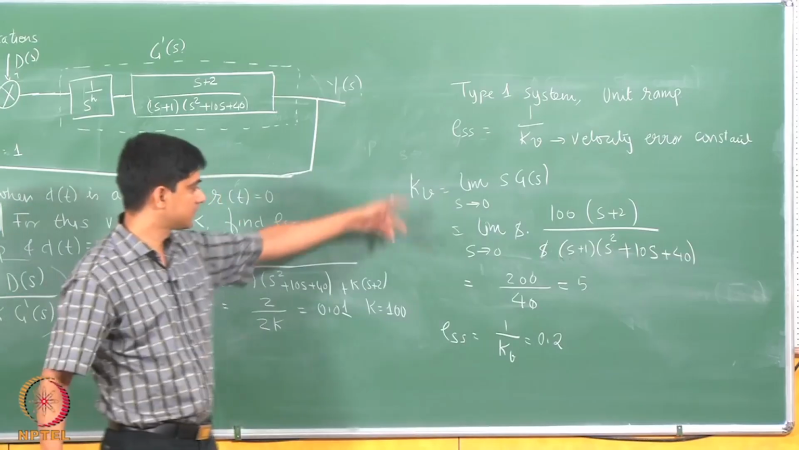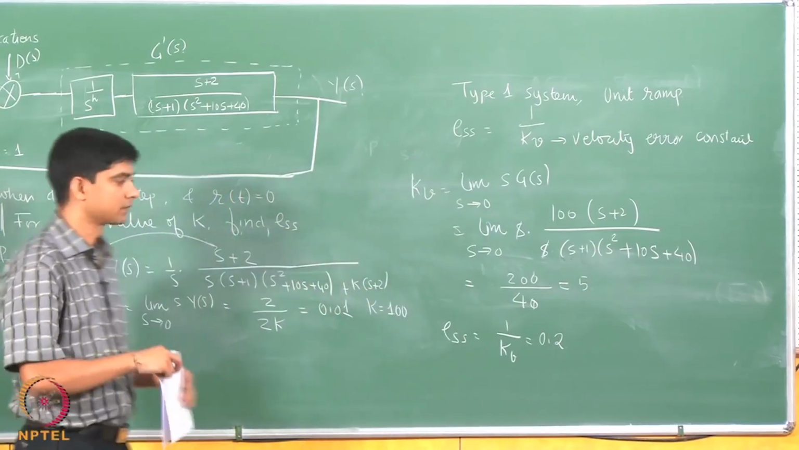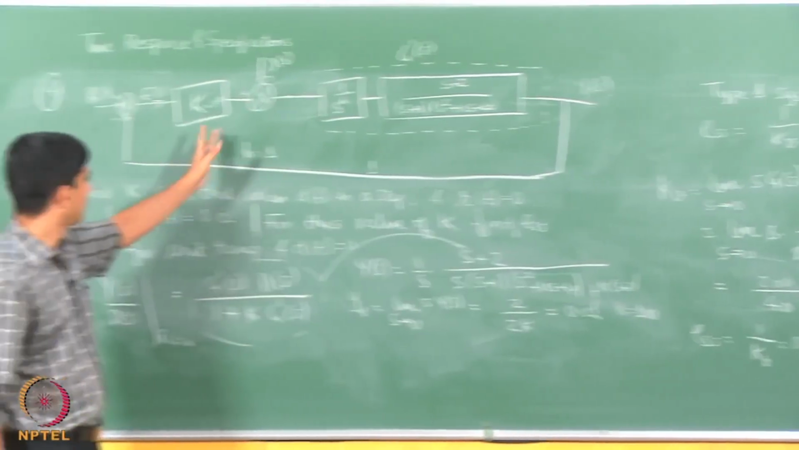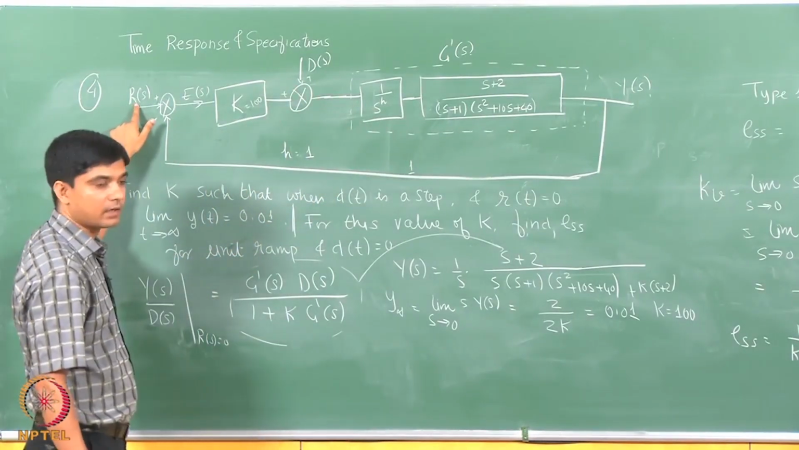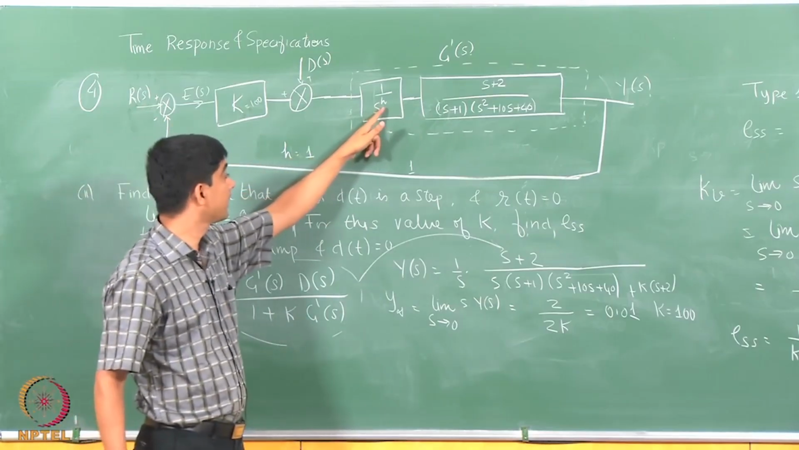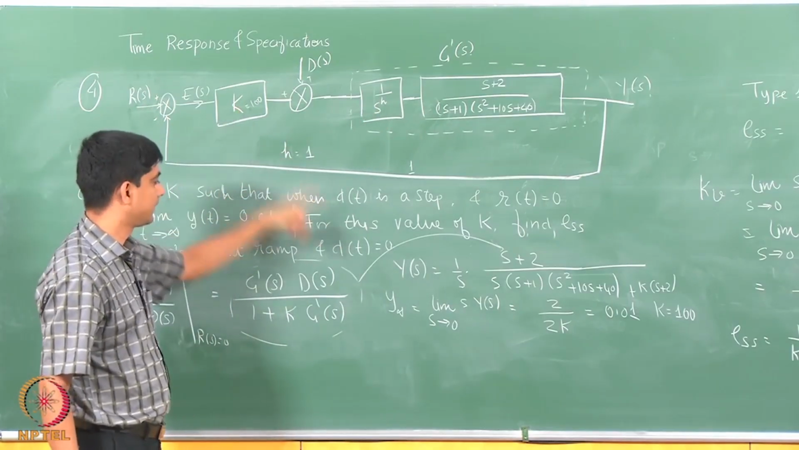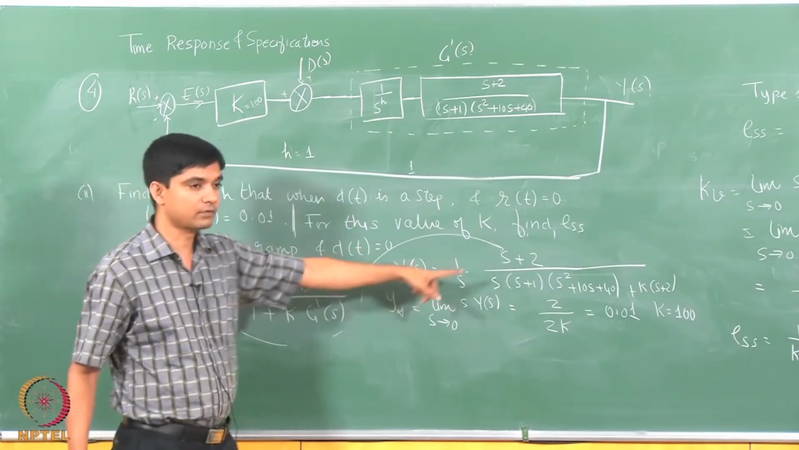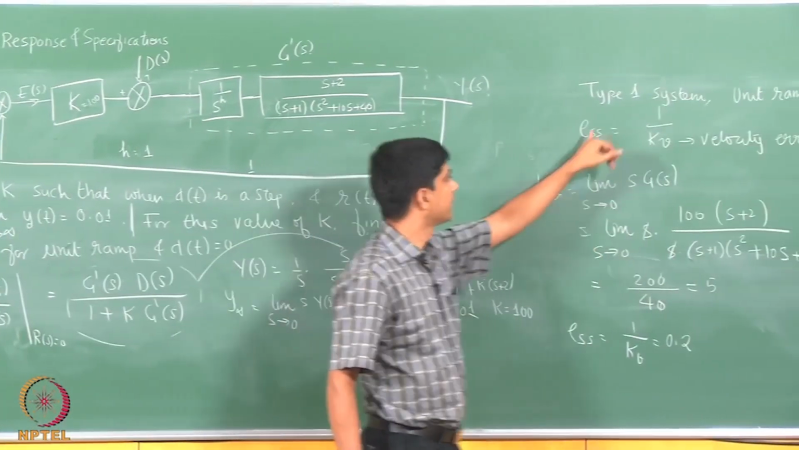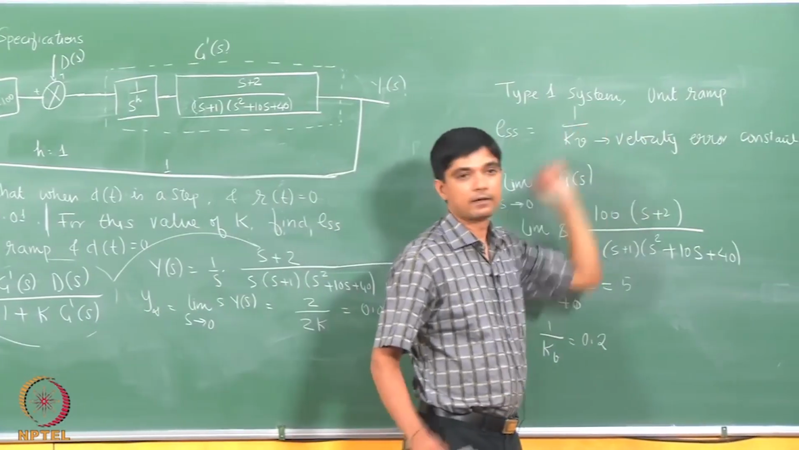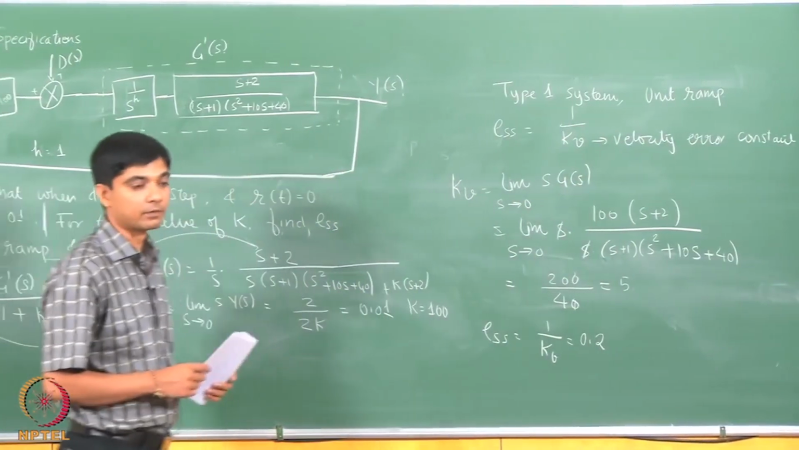It is just straightforward using the formulas. The only trick is how to get this transfer function from d to y, putting r equal to 0, finding the appropriate value of h, and then finding k again by using the final value theorem, and then using just the formulas for steady state error given that the system is type 1 and the input is a unit ramp.